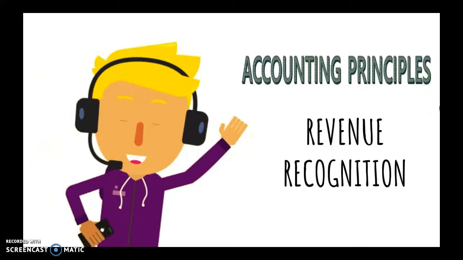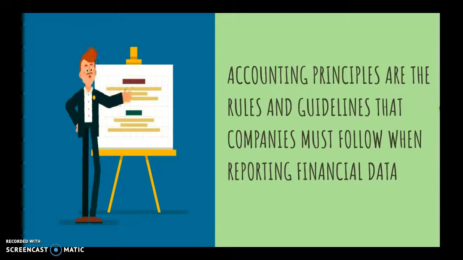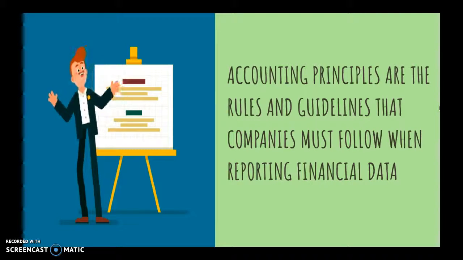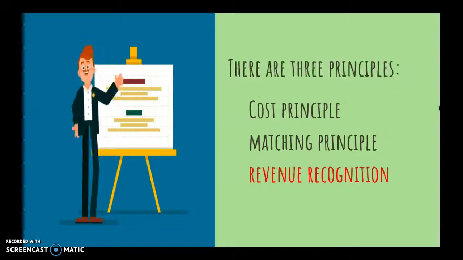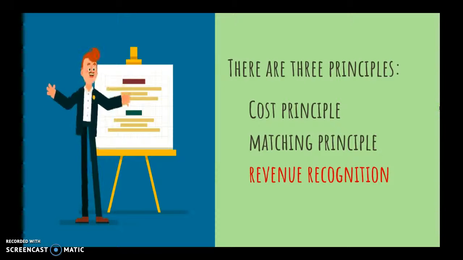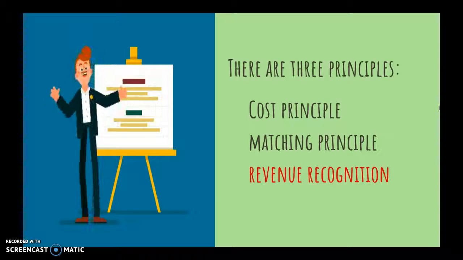Everyone, today we're going to have a look at accounting principles. Accounting principles are the rules and guidelines that companies must follow when they're reporting their financial data. There are three types of accounting principle: cost principle, matching principle, and revenue recognition principle. For today, we're going to understand the revenue recognition principle.